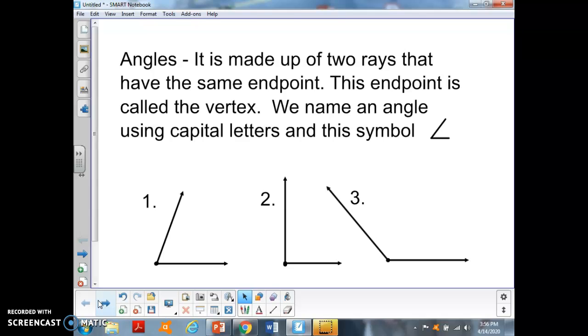We name an angle using capital letters and this symbol. This one right here. Okay, that's the symbol. No matter what the angle looks like, it's always that symbol. Kind of like a nose of a person, but right inside there, that's the symbol we will always use. No matter what it looks like or how it's drawn, it's always that symbol.